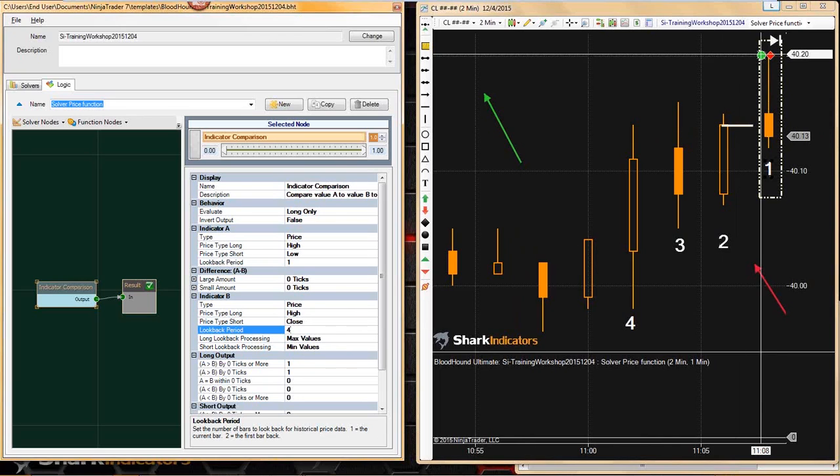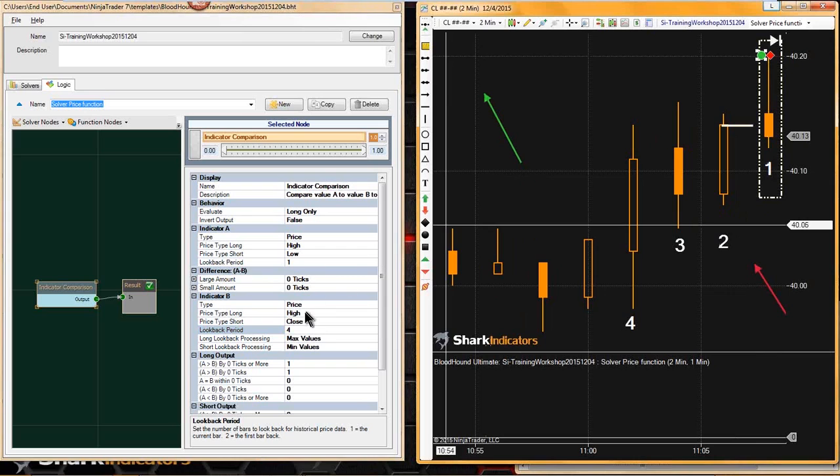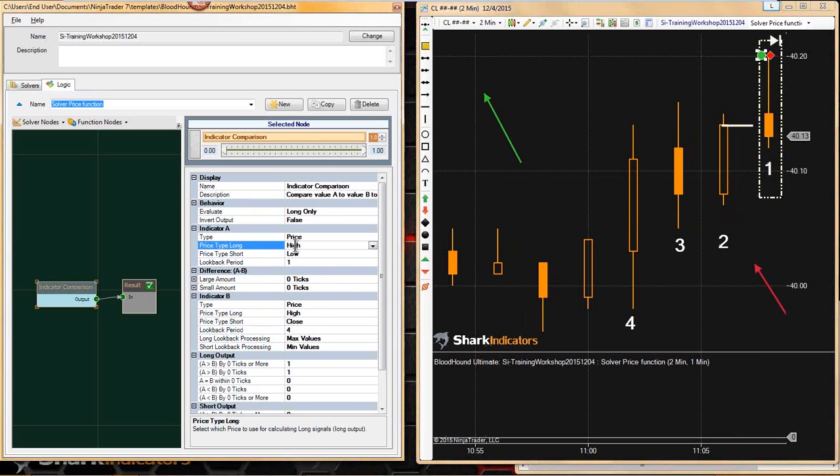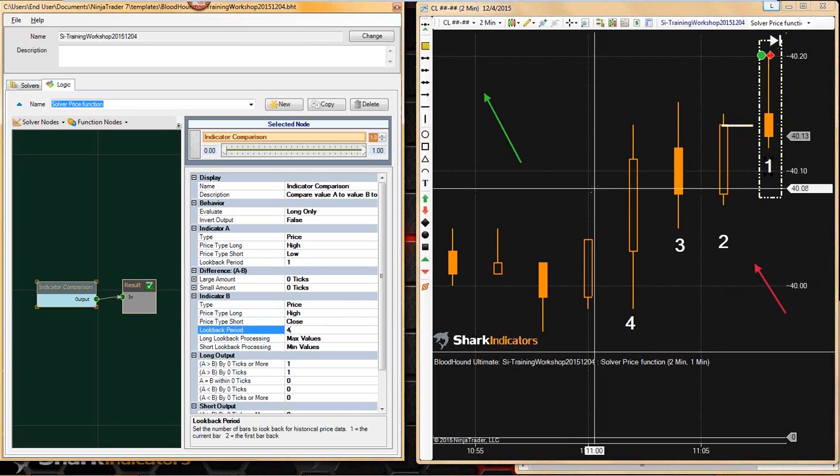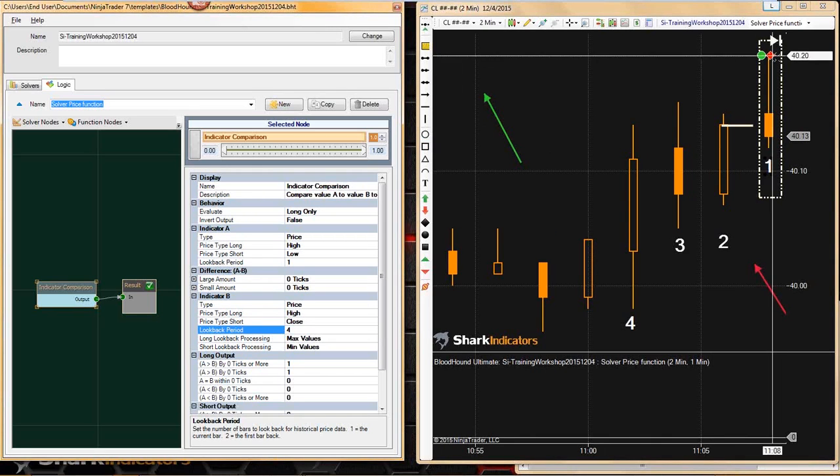So usually, finding if the high of the current bar is greater than the high of any other bars back, that type of calculation is never going to work, because bar number 1 is always included in this look back period of 4.